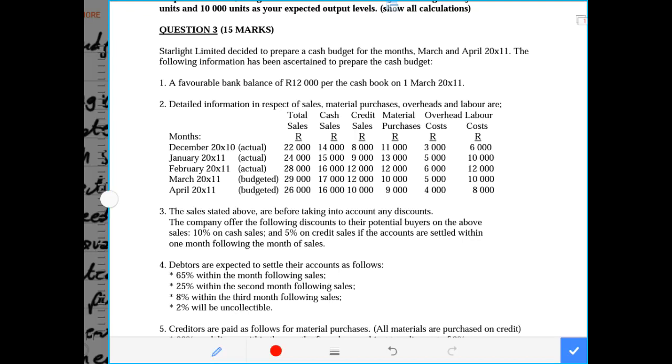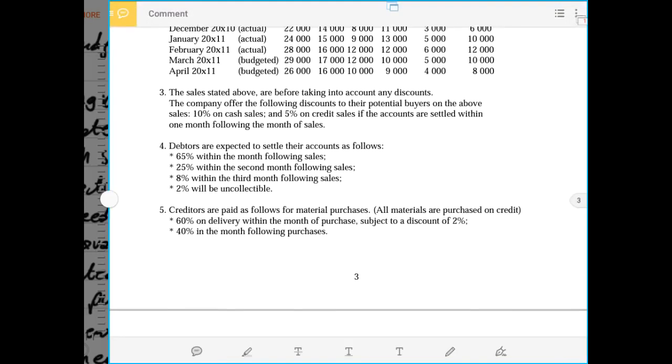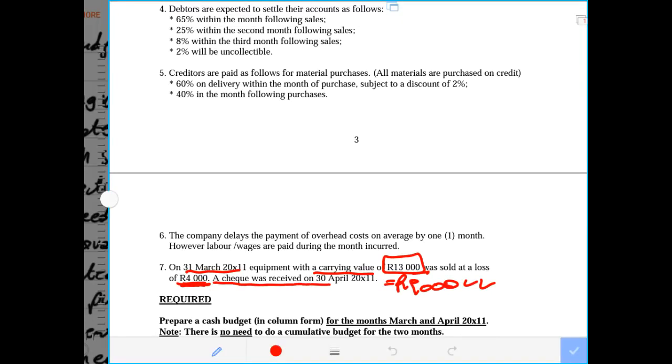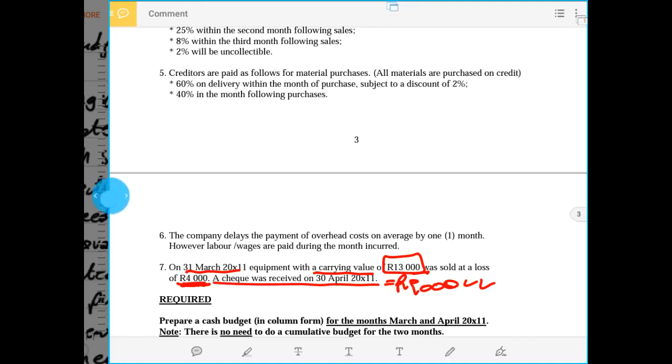Okay, they said a check was received on the 3rd of April. So now we receive cash for that in April. So hence we record that in the month of April.